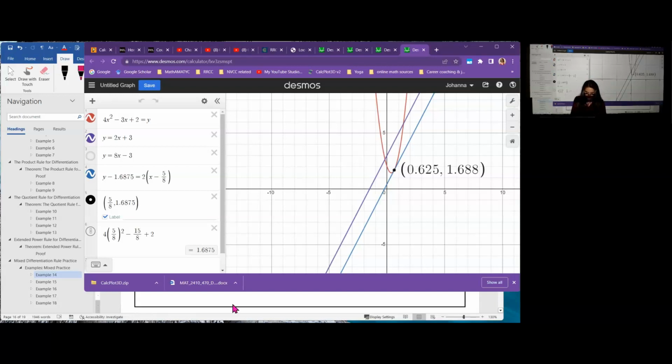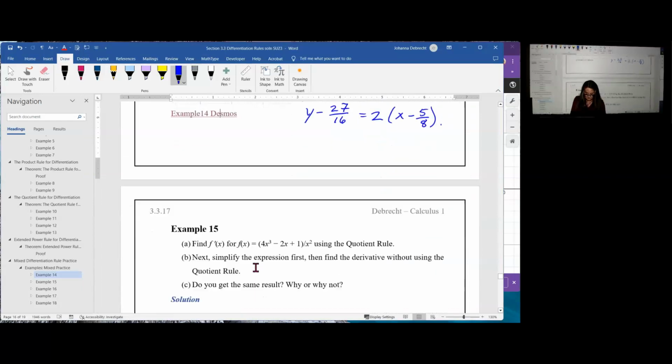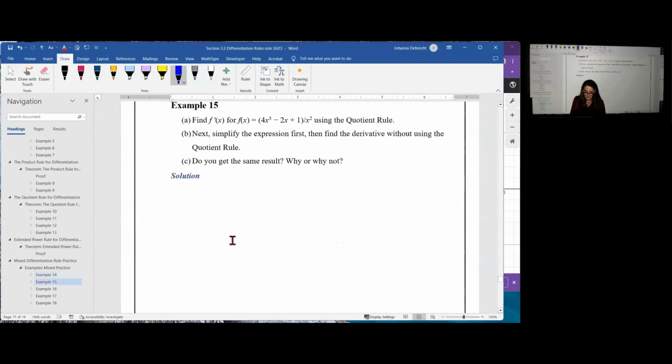Let's now look at example 15. In example 15, we want to find the derivative using the quotient rule first. Then we want to rework the problem by first simplifying the function, since it has a single term denominator, by dividing each term in the numerator by the denominator, then refinding the derivative. We should get the same result. Go ahead and try that now.